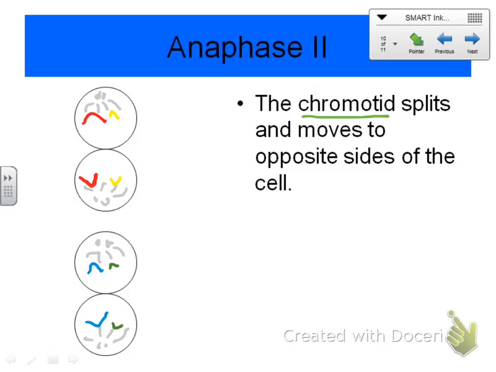So we've got some moving apart going through. You're still working on your pictures, but as you finish up your pictures, take a look at your cells.